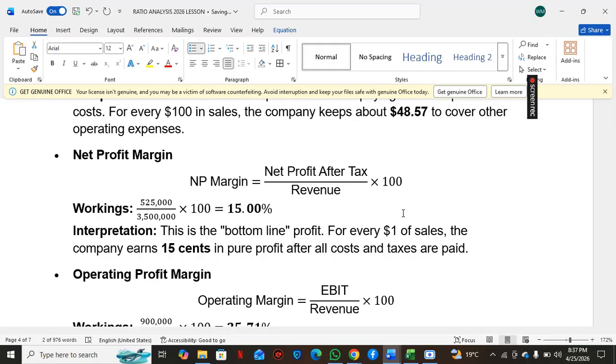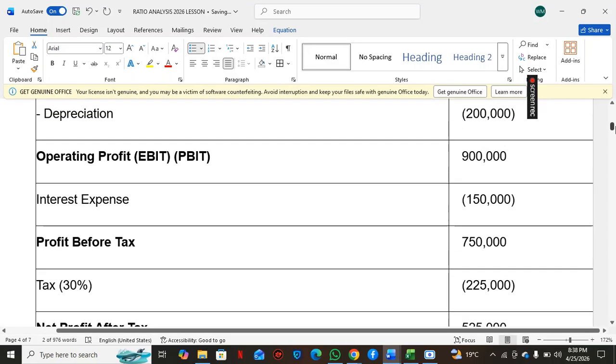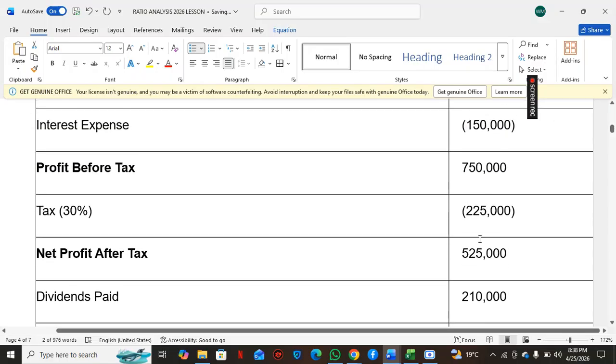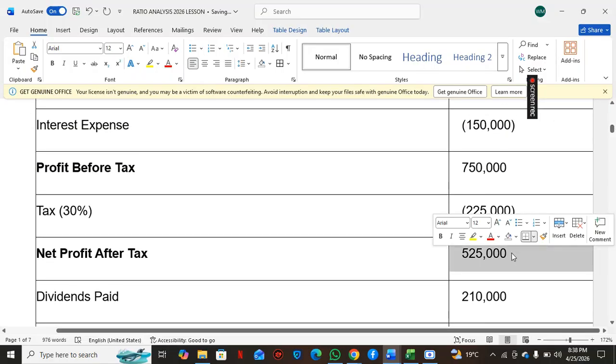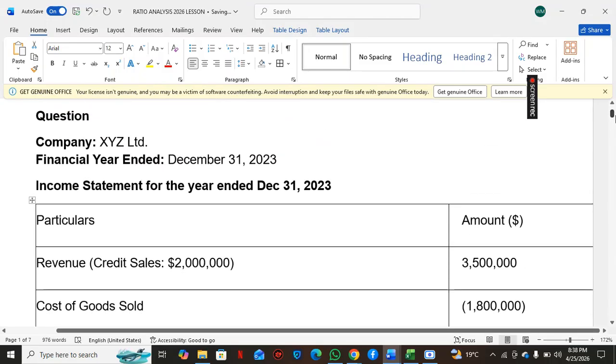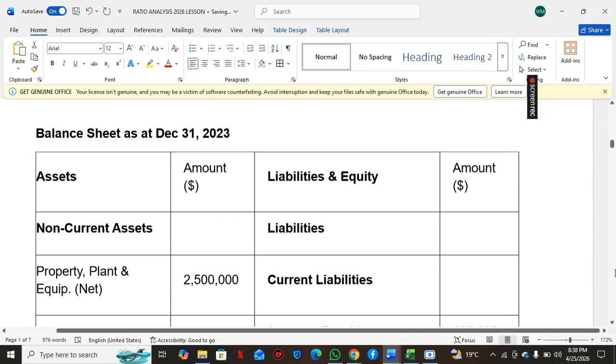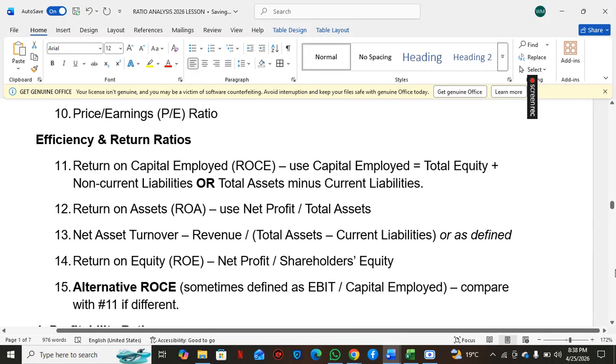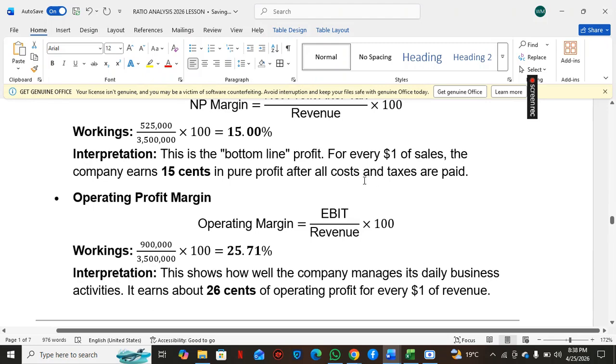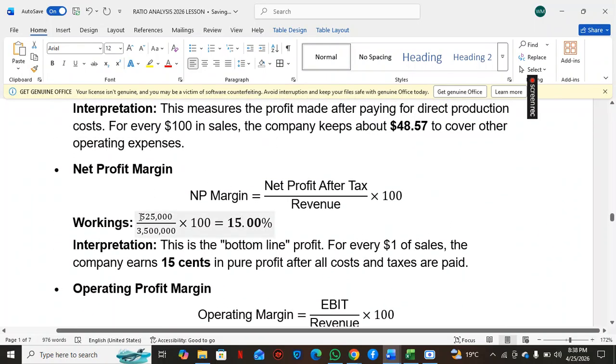Yes, where were we on the net profit margin? Yes, you go to your income statement. Okay, net profit, here it is. Sales revenue. We just want to find out, of this 3,500,000, what percentage is net profit? 525,000 divided by 3,500,000 times 100, you get 15%.